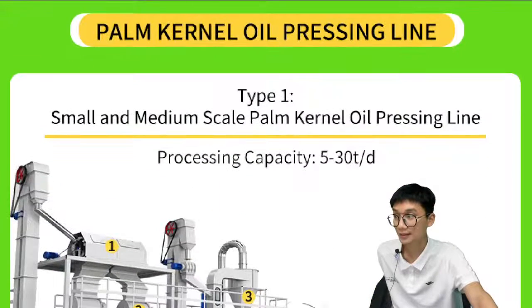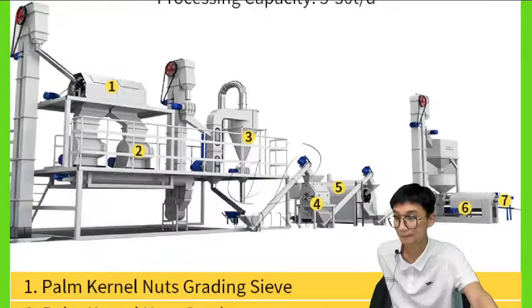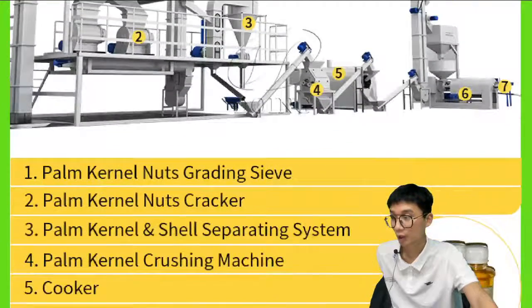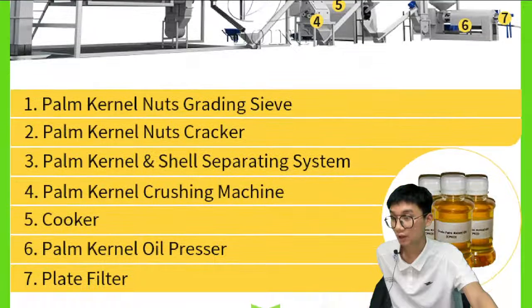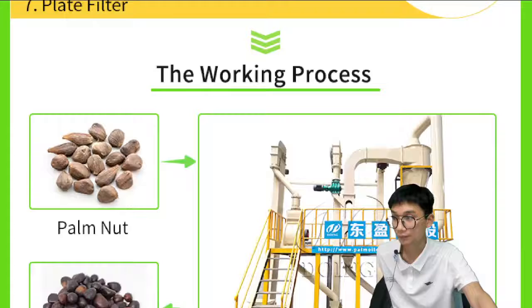So the type 1 small and medium scale palm kernel oil pressing line is from 5 tons per day to 30 tons per day. This is the video you just checked. And this is all of the equipment that we use in the pressing line: the grinding side, cracker, kernel and shell separating system, crusher, cooker, presser, and plate filter.